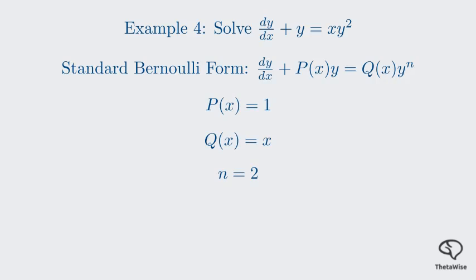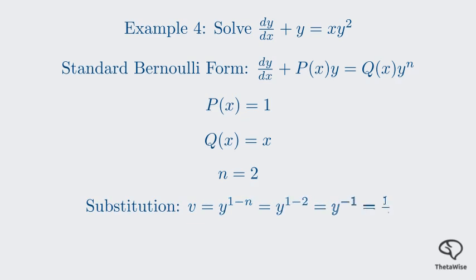Our substitution is v equals y to the power of 1 minus n. So v equals y to the power of 1 minus 2, which is y to the negative 1, or 1 over y. Now we need to find dv/dx. We can differentiate v equals y to the negative 1 with respect to x. Using the chain rule, dv/dx equals negative y to the negative 2 times dy/dx.